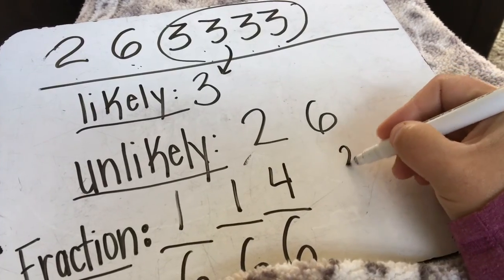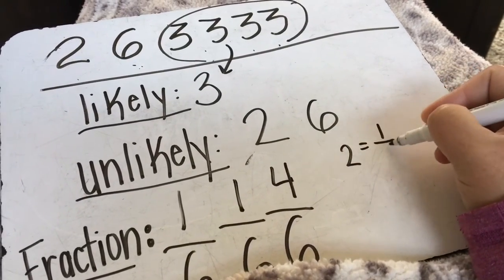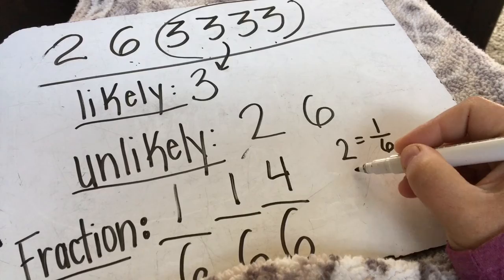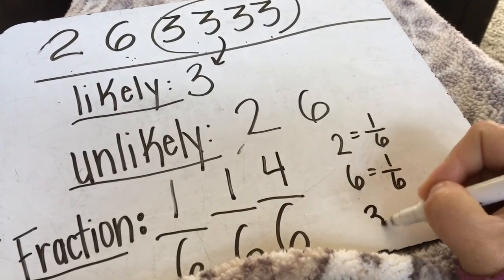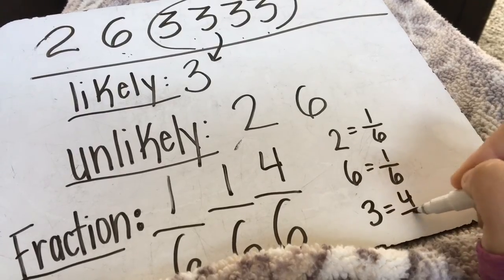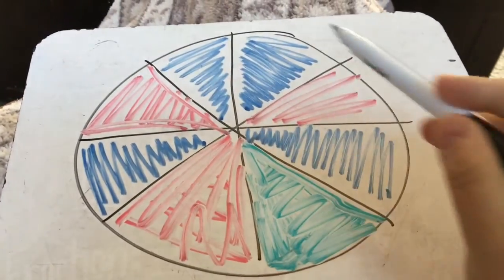So now let's write that there is 1/6 of a chance we're going to roll a 2, 1/6 of a chance we're going to roll a 6, and 4/6 of a chance we're going to roll a 3.